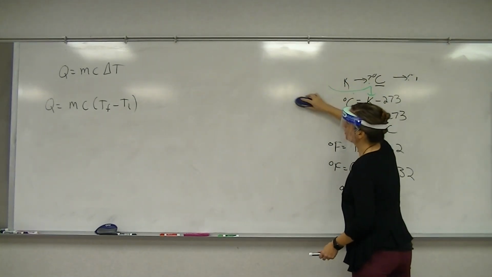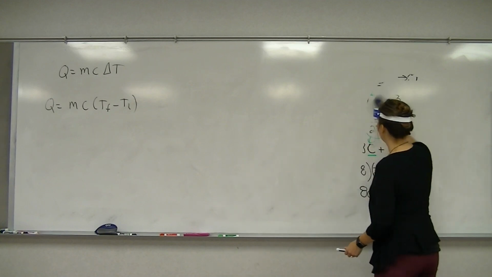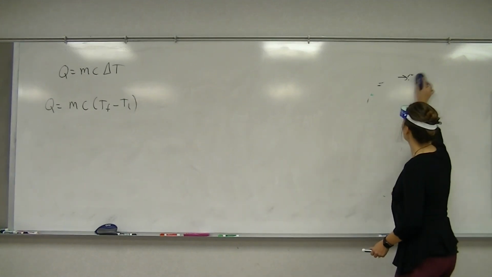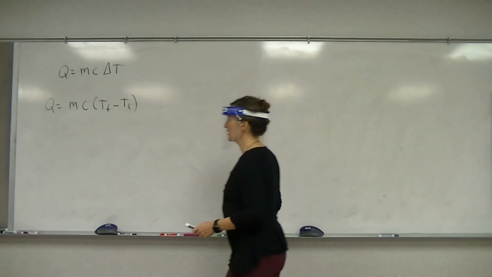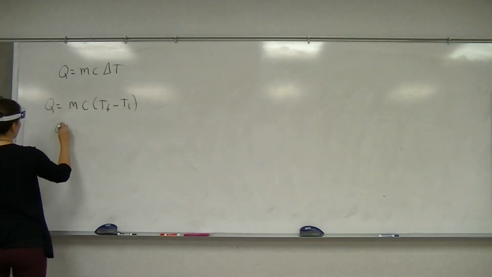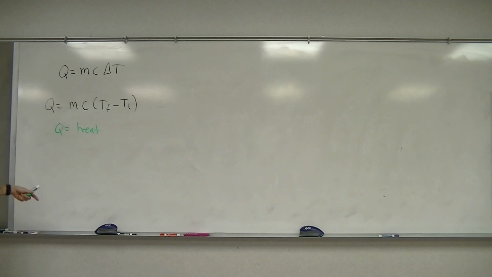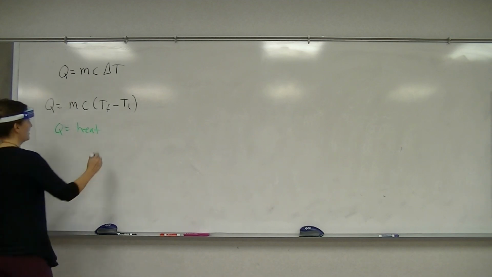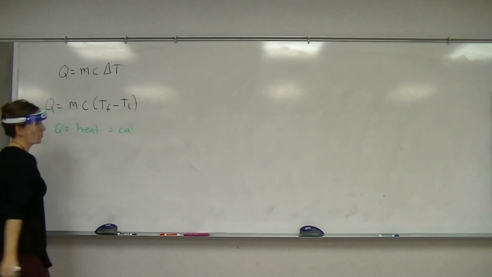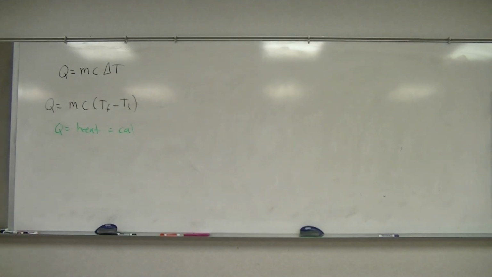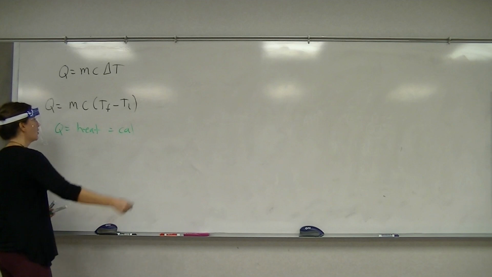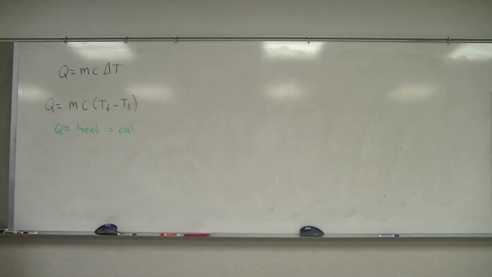So Q, that is heat. If they say calculate the heat, they're asking you to calculate Q. When we calculate heat, or the Q value, it is measured in calories in this course. In some courses it's measured in kilocalories, some courses it's measured in joules or kilojoules. Well, we're using calories.